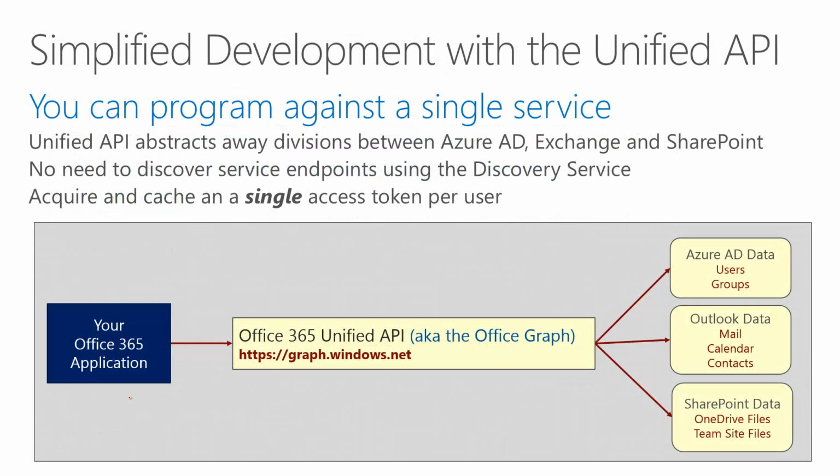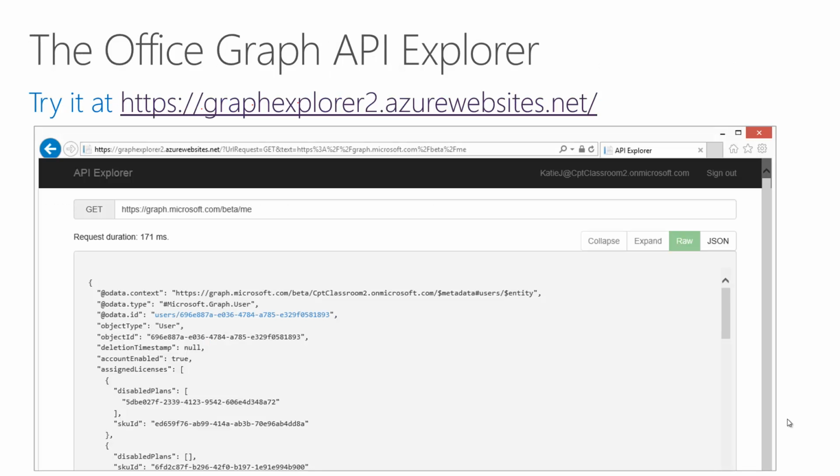So the big benefit of the Office 365 Unified API is you have a single endpoint, a single service that abstracts away these divisions between Azure Active Directory, Outlook, and SharePoint data. The idea is one web service, one resource served up at https://graph.windows.net. That is what we call the Office 365 Unified API, which some people refer to as the Office Graph or the Office Graph API. The idea is that a single API and a single access token buys you access to data that spans Azure, Outlook, and SharePoint.